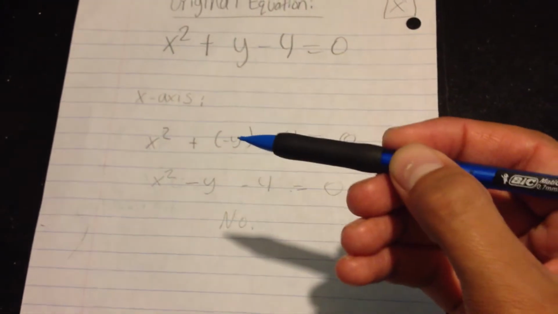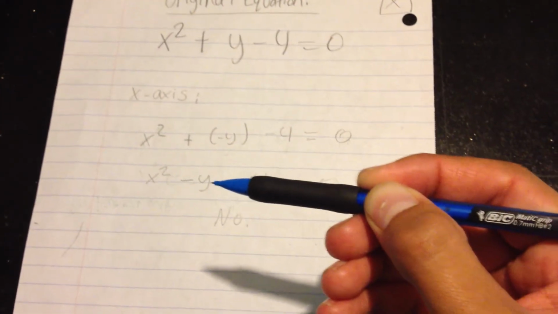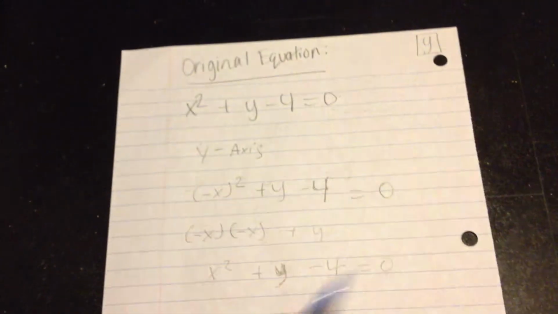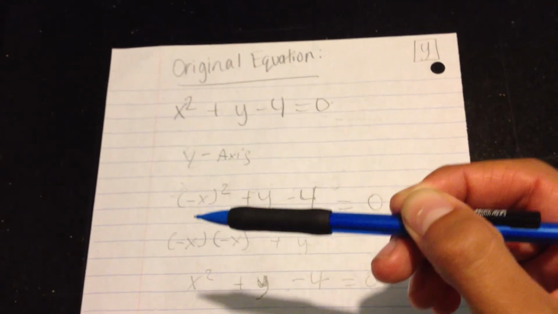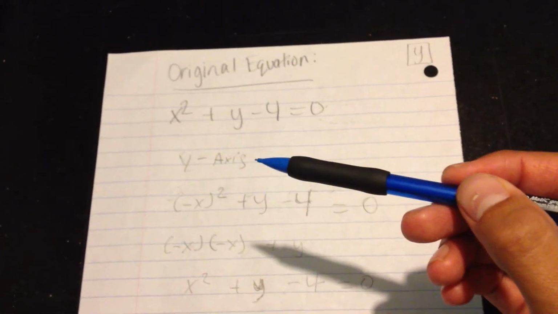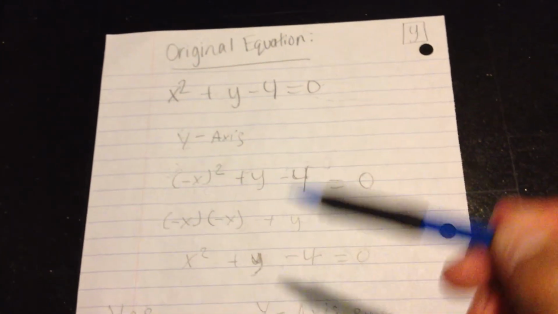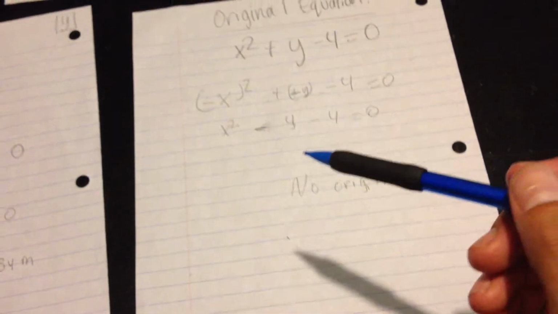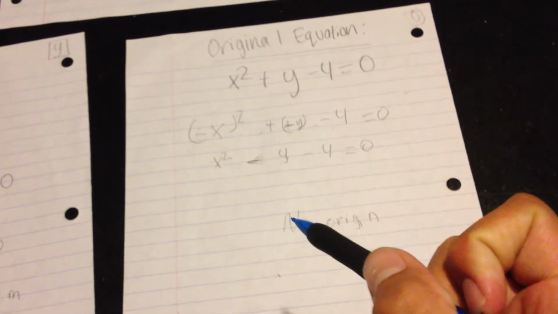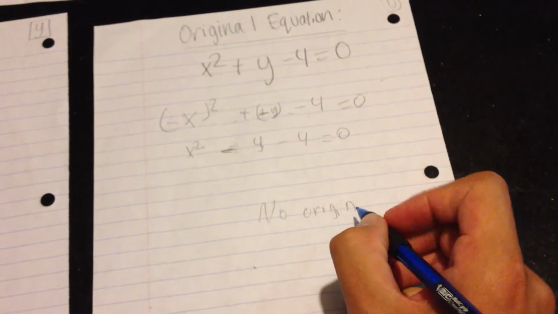So, in summary, we started off with the x-axis, and when we substituted the y for negative y, we ended up with a negative down here, so no x-axis symmetry. When we substituted x with negative x to test for y-axis symmetry, we ended up with the same equation, so yes, there is y-axis symmetry. And for origin, because there wasn't x-axis symmetry, but we did have y-axis symmetry, there's no origin symmetry.